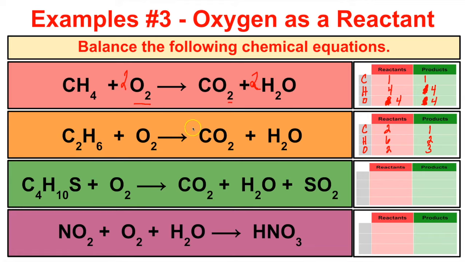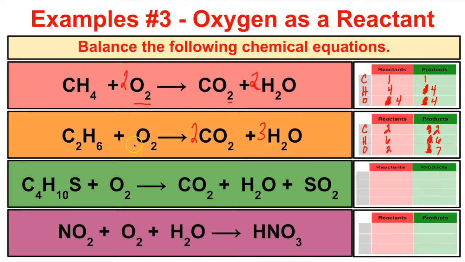We have 2 carbons here. If I put a 2 here, I now have 2 carbons on the product side, and those are balanced. If we take a look, we have 6 hydrogens on the reactant side. If I put a 3 right here, I now have 6 hydrogens on the product side. So now those are balanced. But let's take a look at what happens. We now have 2 times 2 is 4 oxygens, plus the 3 here is 7 oxygens on the product side, and we only have 2 over here.